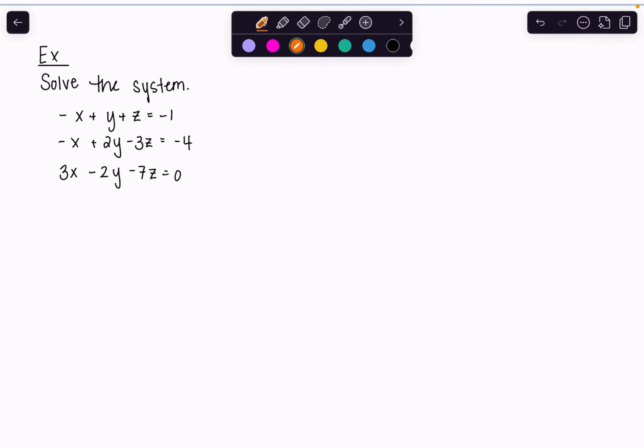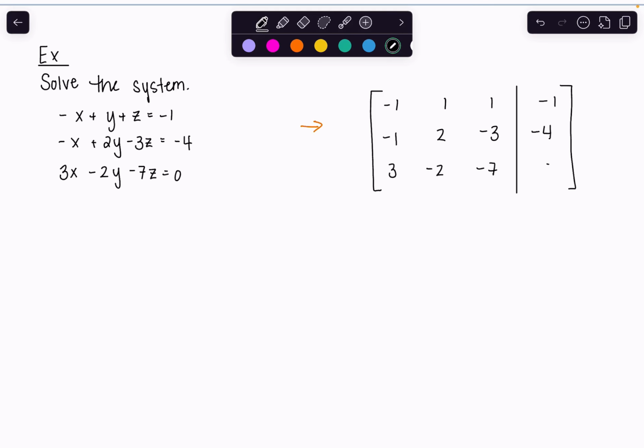So first thing I want to do is turn this into a matrix. 3 equations, 3 unknowns. First row is -1, 1, 1, -1. I'll put that bar in for my equal sign. Then we've got -1, 2, -3, -4, 3, -2, -7, 0.